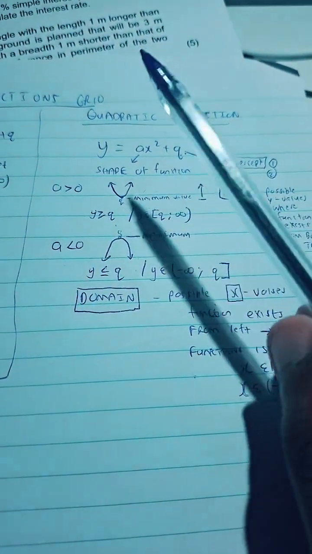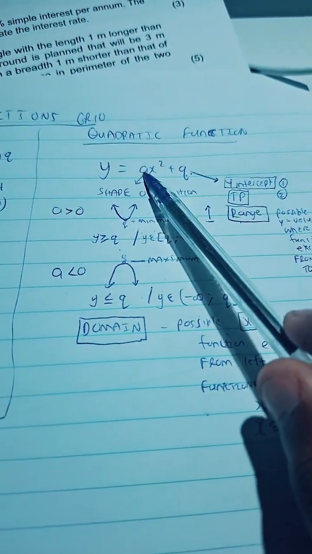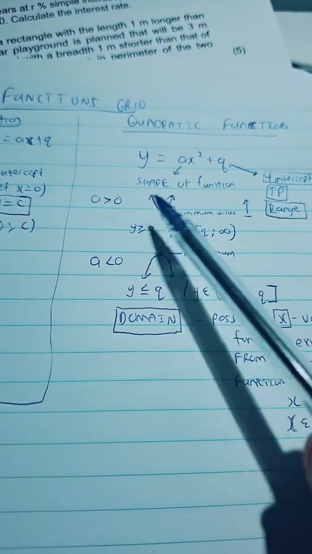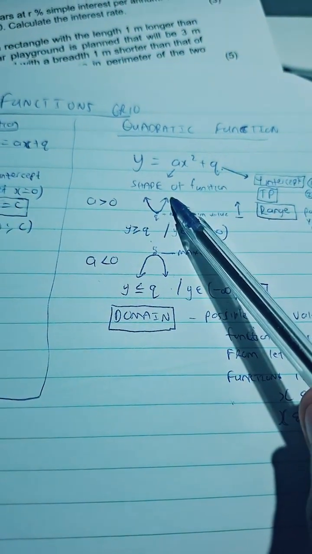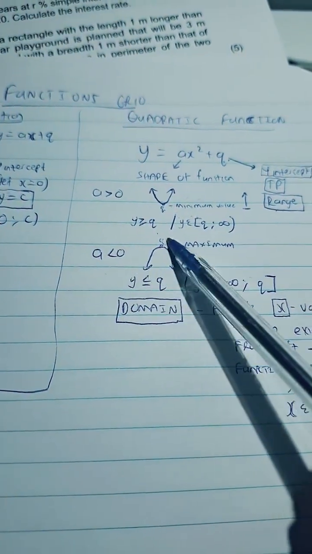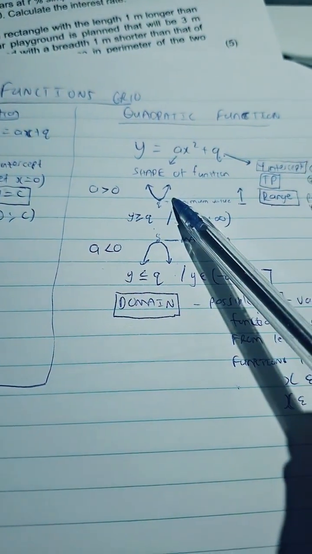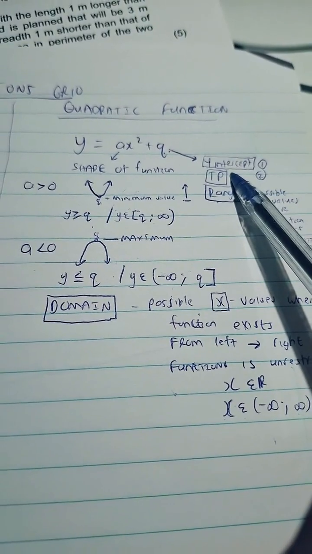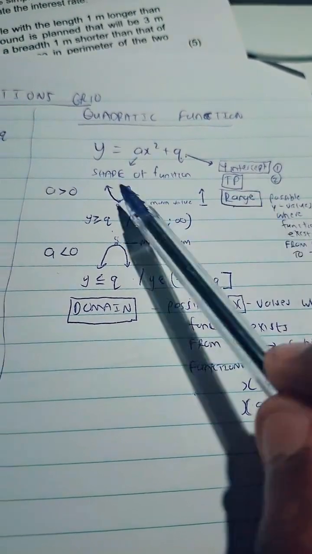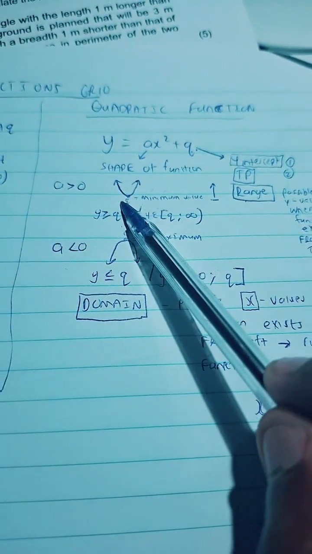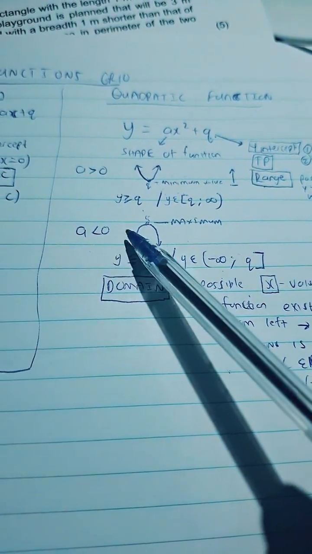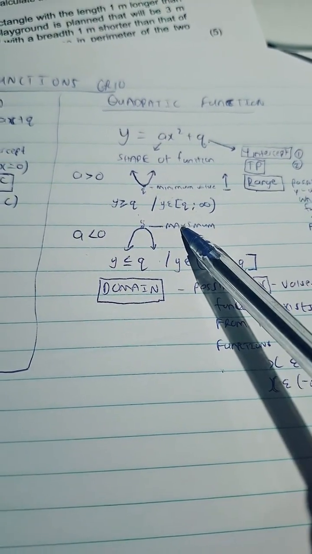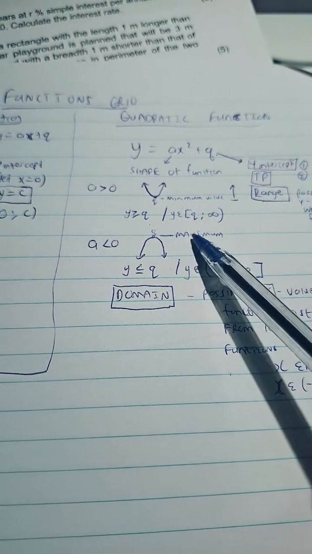So this is our understanding of the function, guys. A represents the shape. A greater than 0, we have a smiley face. A less than 0, we have a sad face. With the smiley face, the q value represents the y-intercept, our turning point, which in the smiling face is the minimum. But for the sad face in grade 10, the q value represents the maximum. Okay? So I hope that's clear.